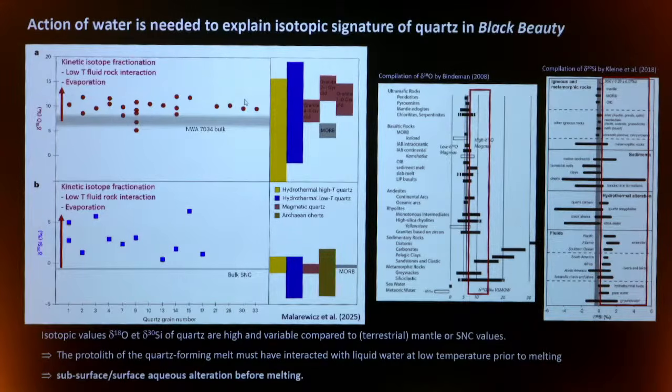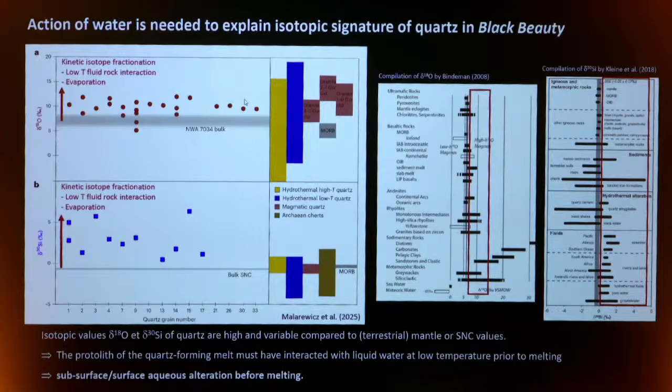It's the same for the silicon on the right, where you have a compilation of the delta 13 silicon for various quartz on Earth. Again, all values are clustered about 0 per mil, and only if you go to quartz in contact with liquid water, like in sediments, or you have the value also for the seawater and so on at the bottom. The only explanation we have to explain such a high value we observe in Black Beauty is to consider that it's coming from the melting of such a protolith.